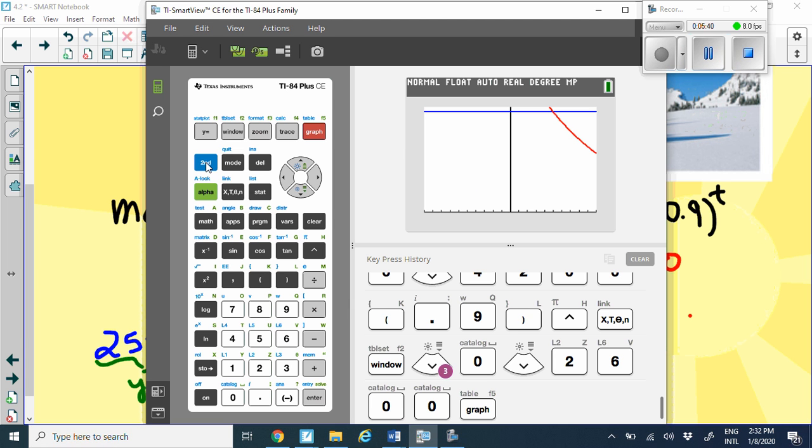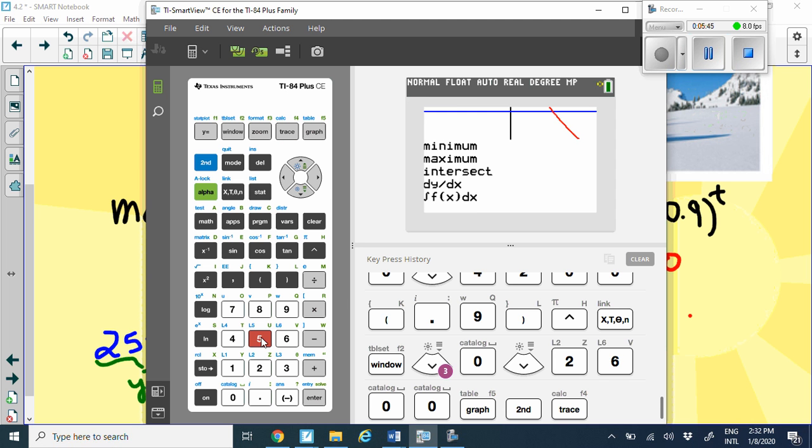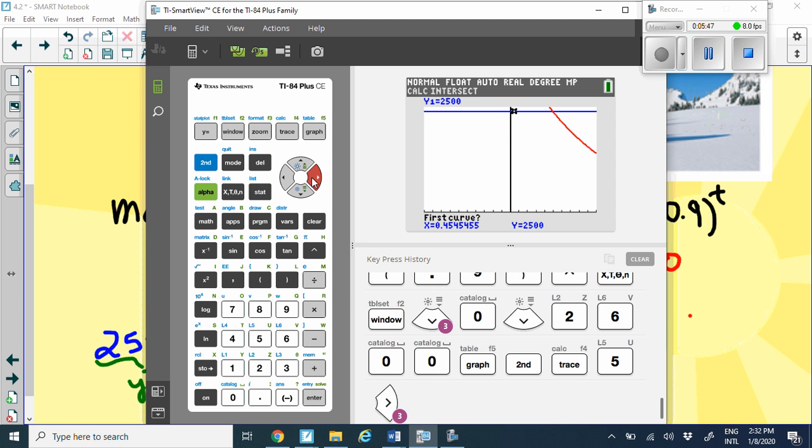So remember to do that, we do second trace, and I'm going to go to number 5, intersect. Now we want to move our cursor as close as possible so that we can find the intersection. Once we get it close enough, we can press enter 3 times. So 1, 2, 3. And then whatever x value is, that's our answer.